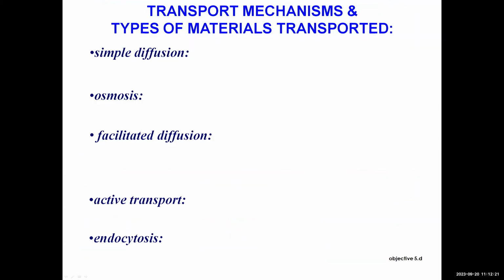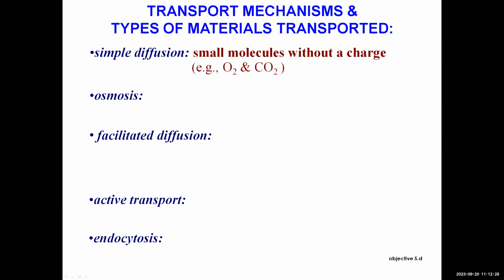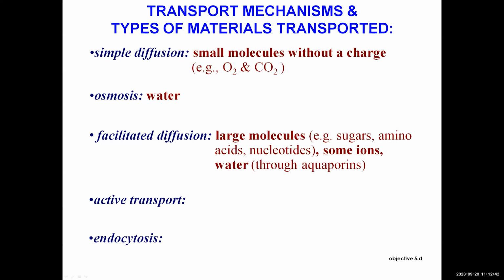Another way to think about this is to organize them based on what is moved. Remember that in simple diffusion, we can move small molecules that are uncharged. A special type of diffusion called osmosis is the movement of water specifically across the membrane. Facilitated diffusion moves large molecules and ions through special proteins. And active transport can move ions, glucose, amino acids, and other large molecules against the gradient.